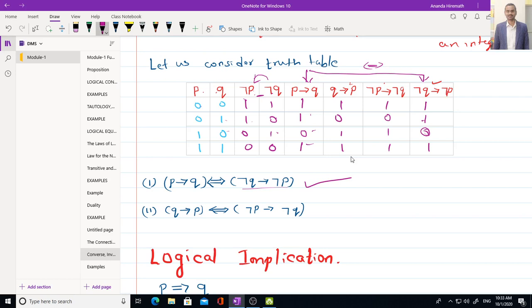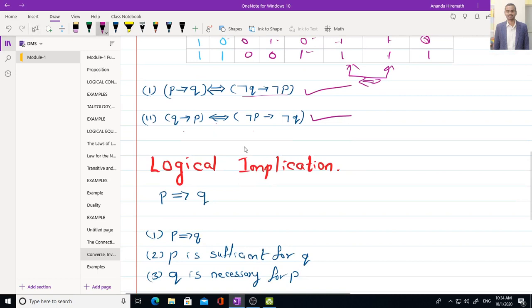Now one more observation is q conditional p and not p conditional not q. These values are same. See here, 1 1 0 0 1 1 1 1. So both are logically equivalent. So the second standard result we get is that q conditional p is logically equivalent to not p conditional not q. That is, the converse and inverse of a conditional are logically equivalent. Now in future you can use these standard results.